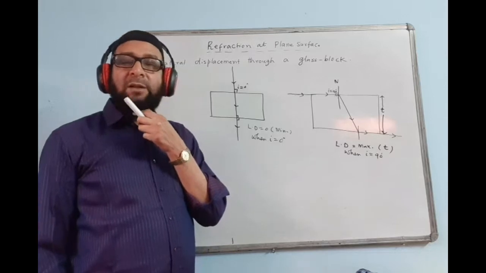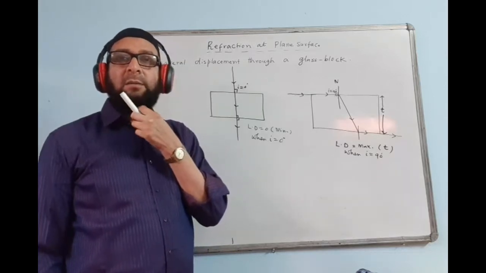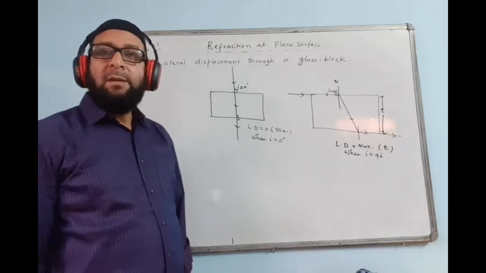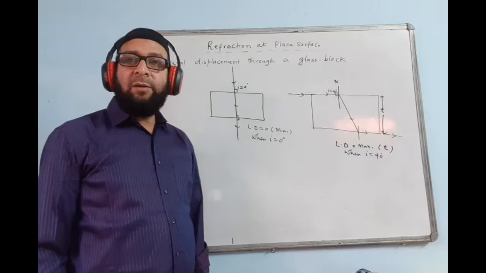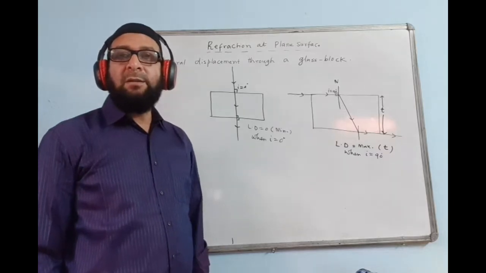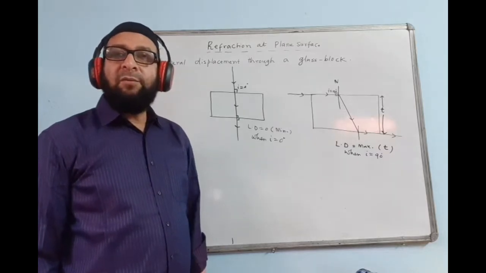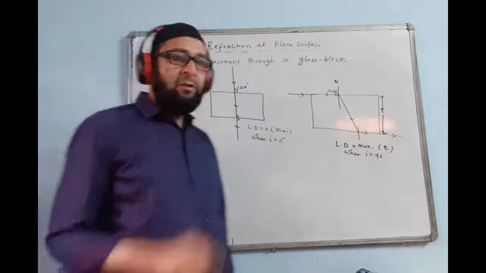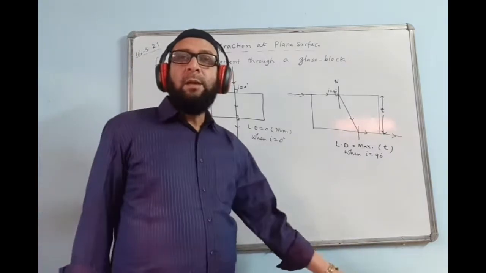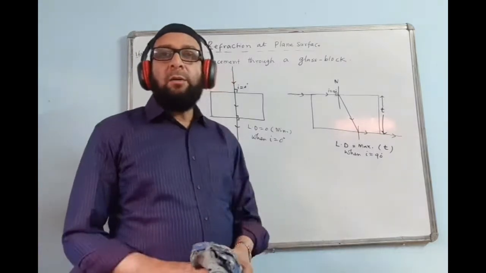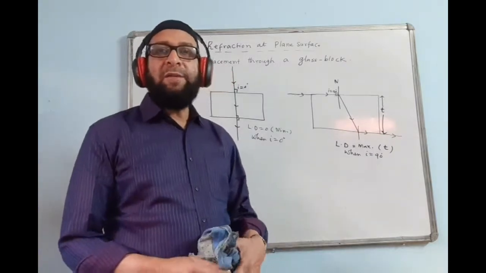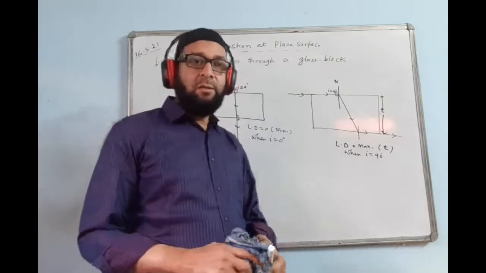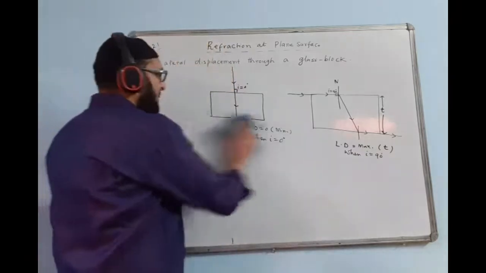For a ray of light incident at 45 degrees, write down under bracket mu g, the refractive index of glass, equal to 1.5. Mu g is equal to 1.5.